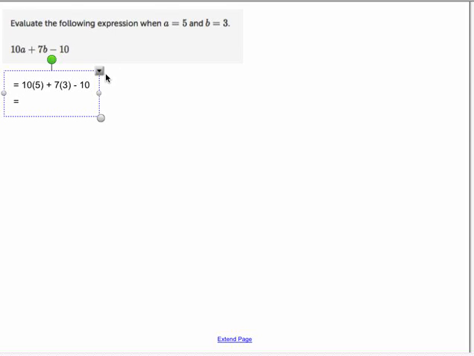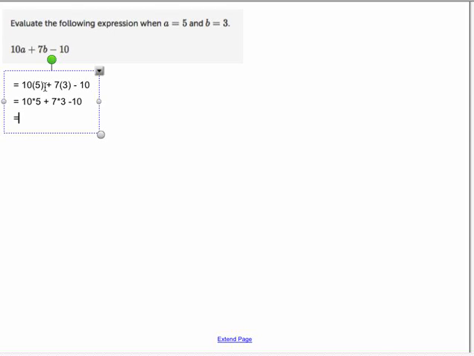If you have a look, you've got 10 times 5. Instead of putting the times, I've put the bracket there. In another way, you could have written it as 10 multiplied by 5 plus 7 multiplied by 3 minus 10. So you don't have to write that step, but I'm just showing you how you would break that down.